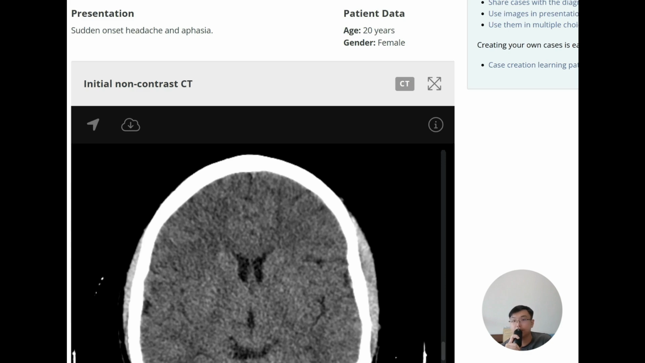Hi everyone, today we're going to look at this CT brain of a 20-year-old female patient, and the clinical presentation is sudden onset of headache and aphasia.